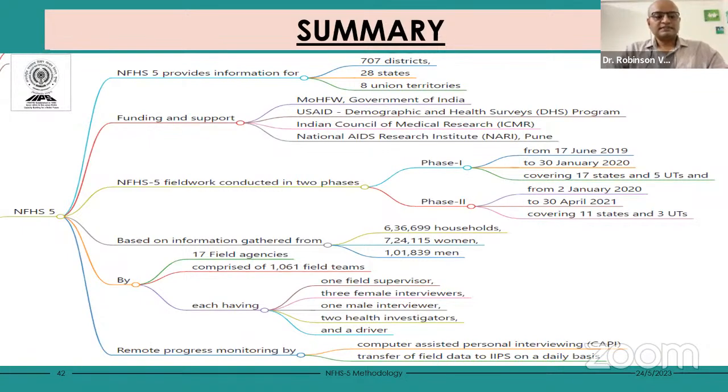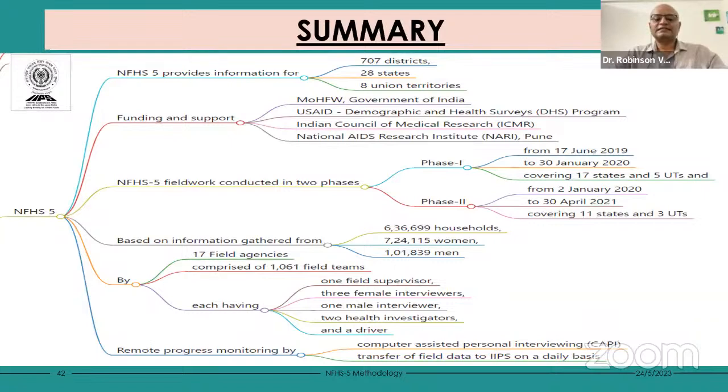Now, let's see. NFHS-5 provided information for 707 districts, 28 states, and 8 union territories. Funding was done by the Ministry of Health and Family Welfare along with the Demographic and Health Survey Program of USAID, ICMR, and National AIDS Research Institute, Pune.